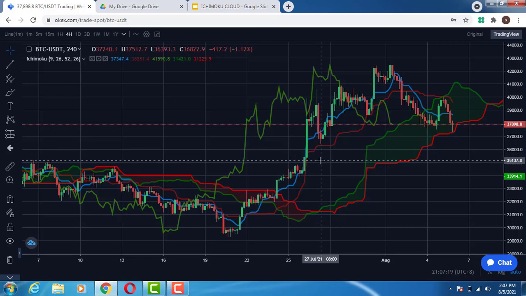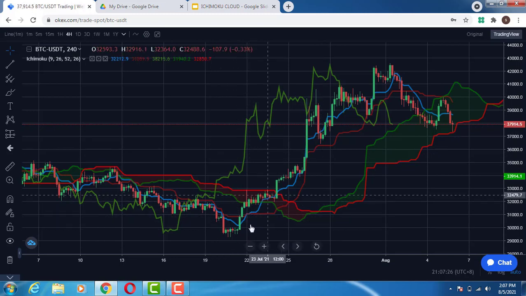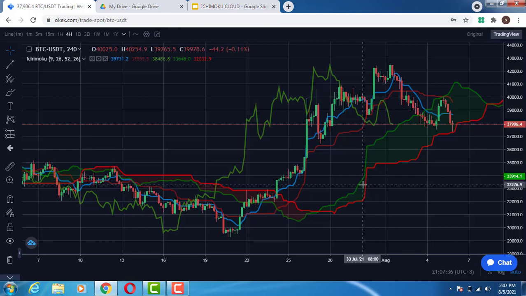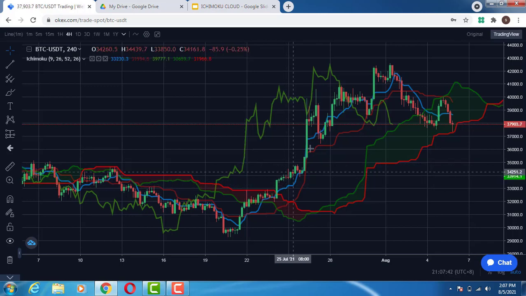in trending markets. Right here in the markets, if you want to locate an uptrend, you have to ensure that this very green line, which is the lagging span, and the cloud are far apart from each other. That is how you can locate that the market is already trending. In this case, the market is trending up.